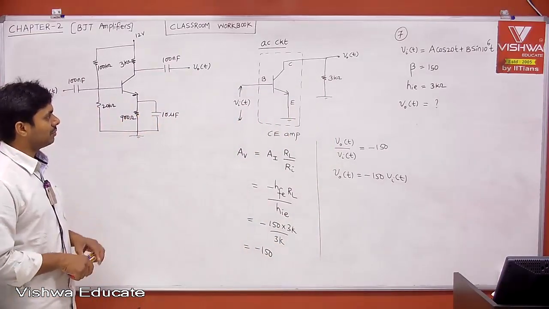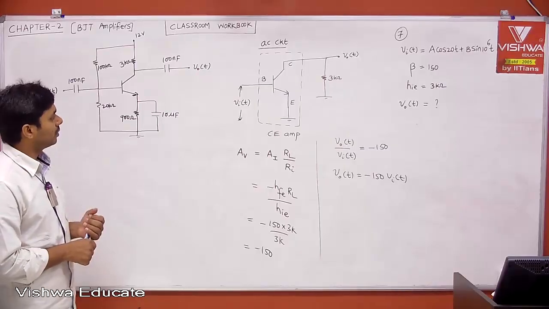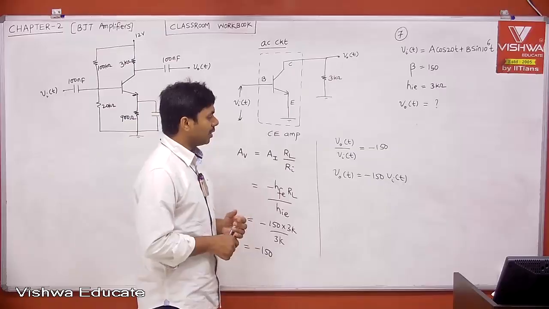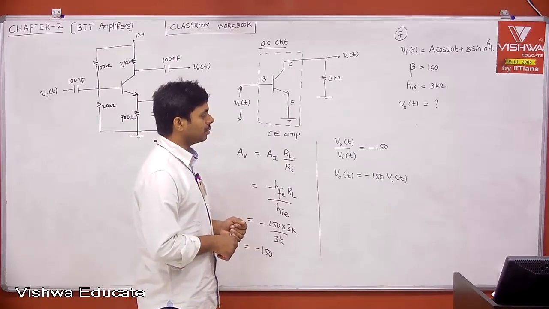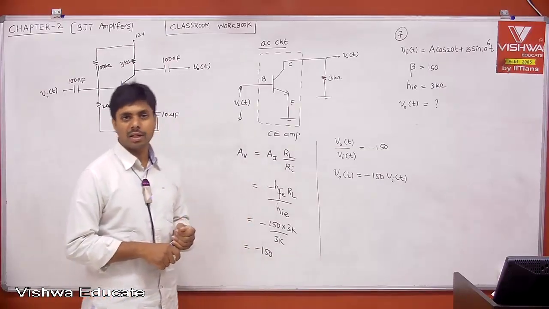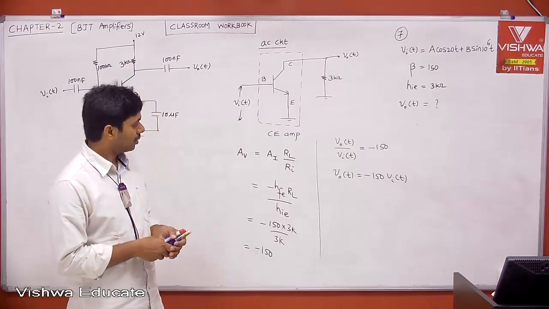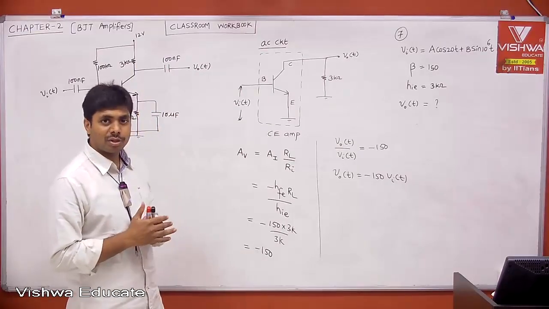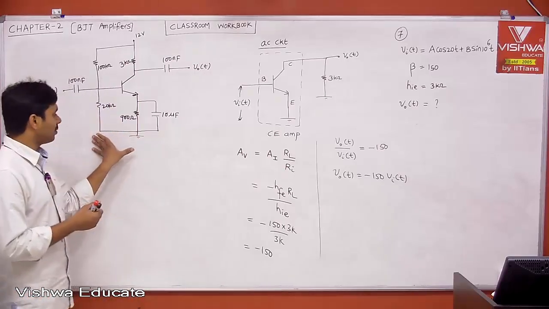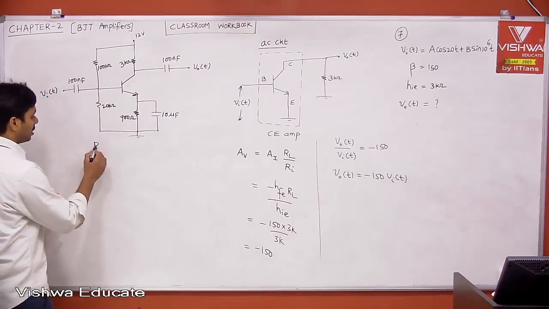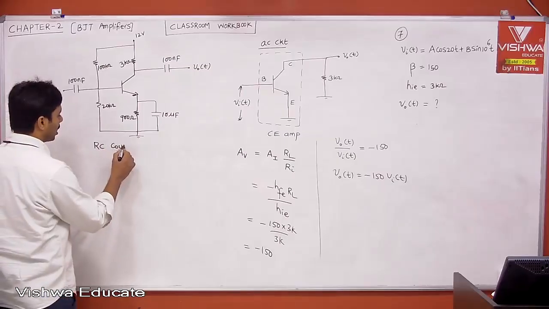In the last session, we analyzed and got to know V naught of t is equal to minus 150 into Va of t. I hope this is clear. Therefore, tell me what is the answer. Everyone understood the procedure, right? This is the circuit, which is an RC coupled CE amplifier. Theoretically, we already studied it.